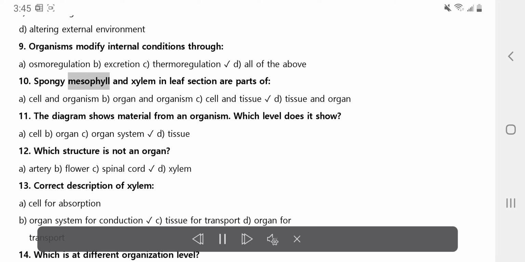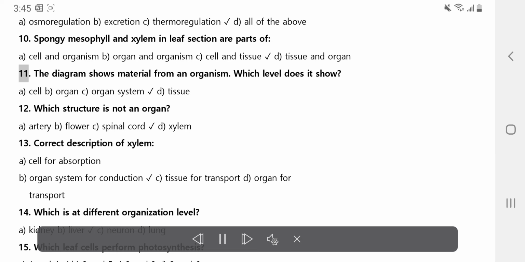10. Spongy mesophyll and xylem in leaf section are parts of A. Cell and organism. B. Organ and organism. C. Cell and tissue. D. Tissue and organ. 11. The diagram shows material from an organism. Which level does it show? A. Cell. B. Organ. C. Organ system. D. Tissue.